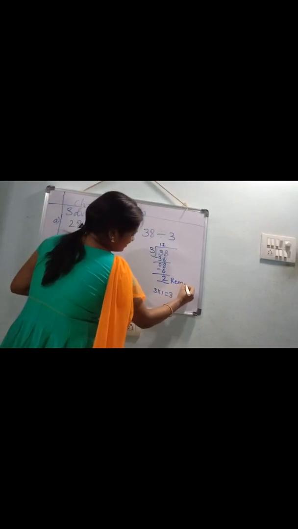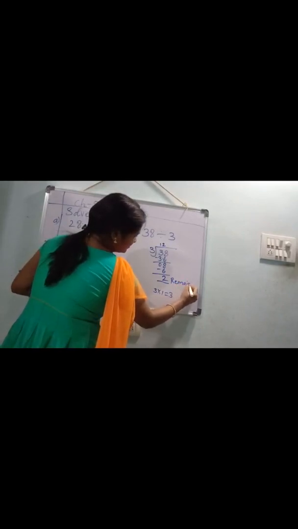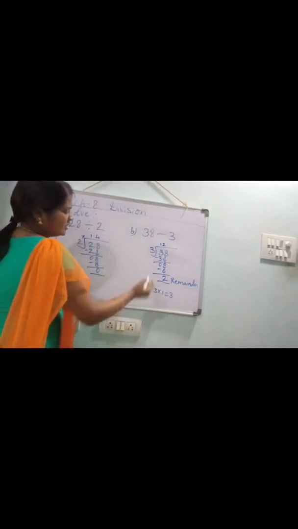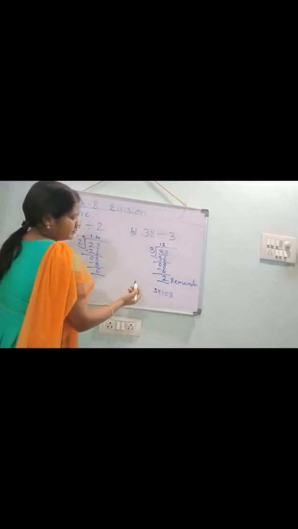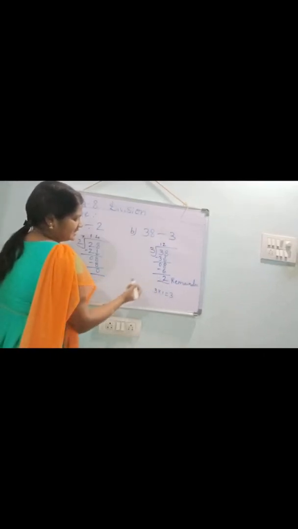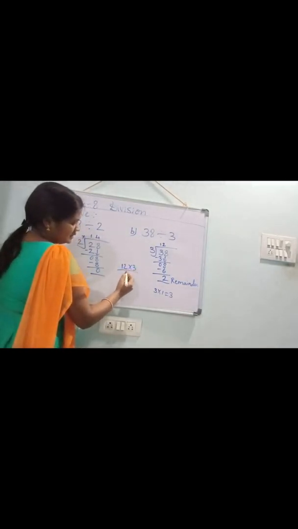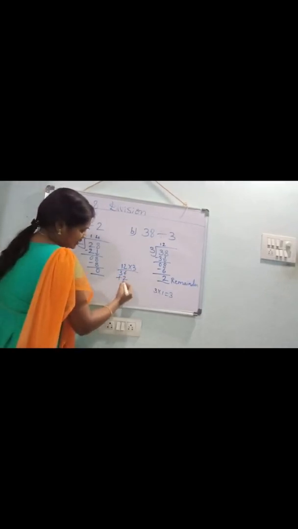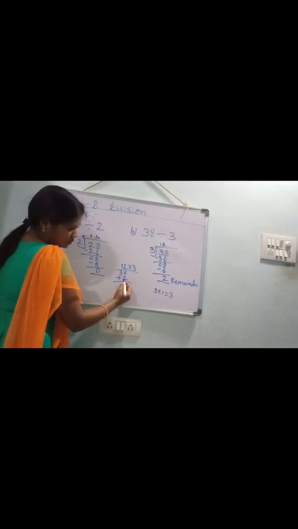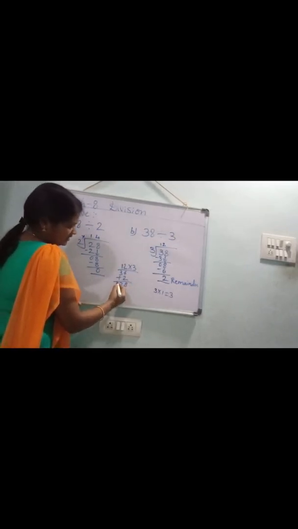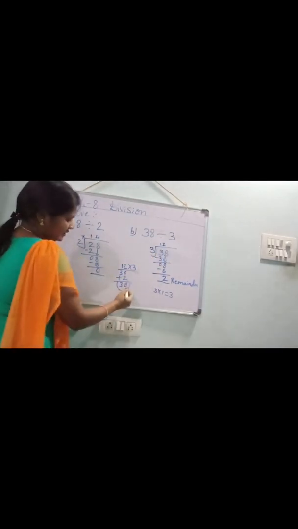Yes, remainder. You got a remainder. What you have to do? You should multiply and again add. See, 12 into 3. 3 twos are 6, 3 ones are 3. Plus remainder, 6 plus 2, 8. This 3. What is the question? 38. Did it come or not?